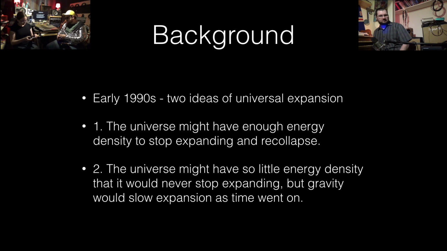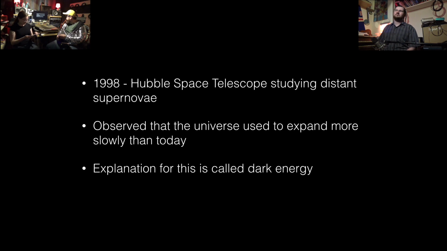Not a clue. So, cut to 1998, the Hubble Space Telescope is studying distant supernovae, and it observed that the universe used to expand more slowly than today. We could do pictures of the Hubble, because you can do NASA. All the NASA pictures, I believe, are public domain. We're totally okay to use pictures of the Hubble telescope.